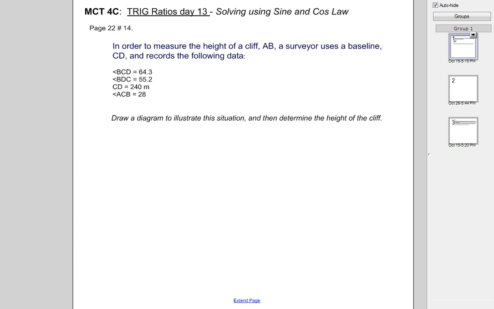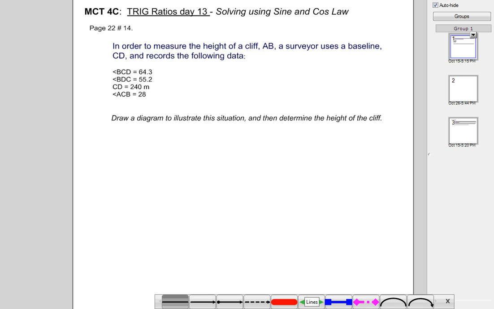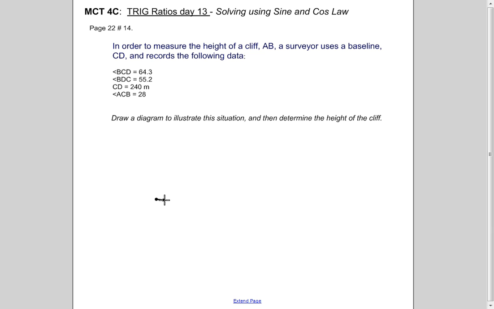In order to measure the height of a cliff, AB, a surveyor uses a baseline CD and records the following data. So we have our data drawn and we need to come up with that diagram. So we need a baseline, and that's on the ground. So I'm going to draw CD. He can measure that on the ground, and we have a distance of 240 meters.